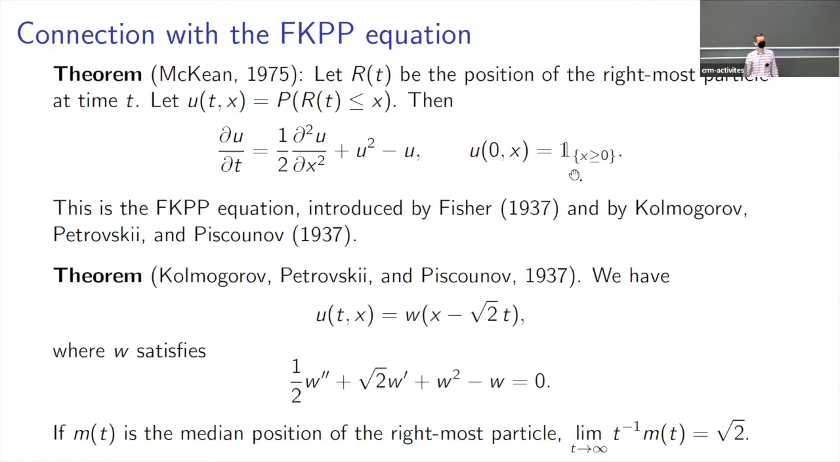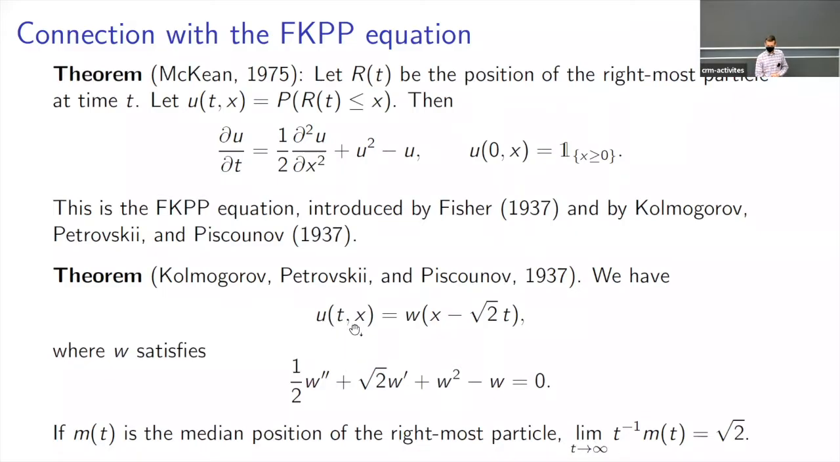as the FKPP equation. And it was introduced by Fisher in 1937 and also independently at the same time by Kolmogorov, Petrovsky, and Piskunov. And the FKPP equation is known as one of the simplest partial differential equations that admits traveling wave solutions. And Kolmogorov, Petrovsky, and Piskunov showed that the solution to this partial differential equation with this initial condition is given by a traveling wave with a speed of the square root of 2.